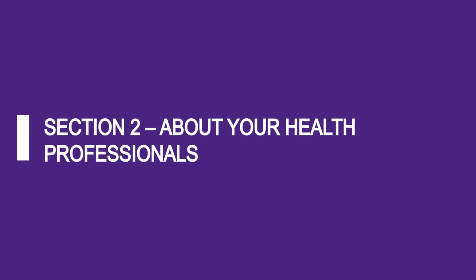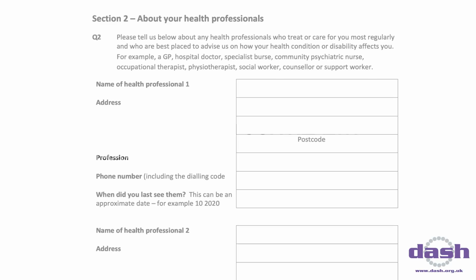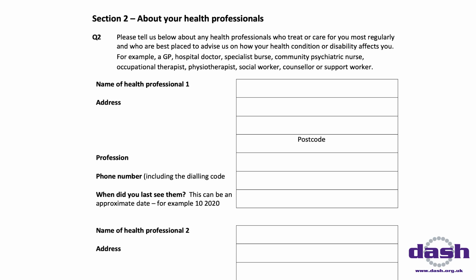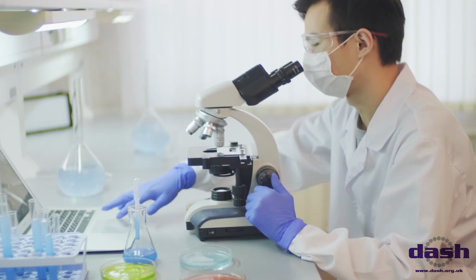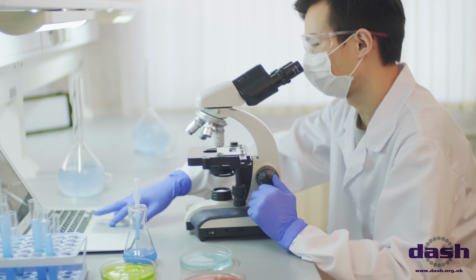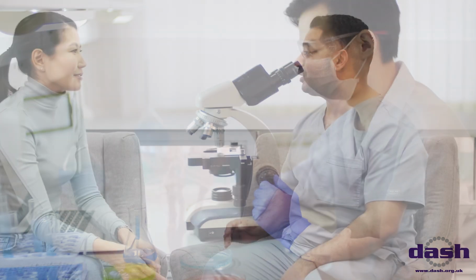Section 2 of the form, question 2, will ask you about your health professionals. You will need to provide details of healthcare professionals that would be best qualified to advise the DWP on how your health conditions affect you. These are any healthcare professionals who treat or care for you the most regularly and who are best suited to advise the DWP on how your health condition or disability affects you.